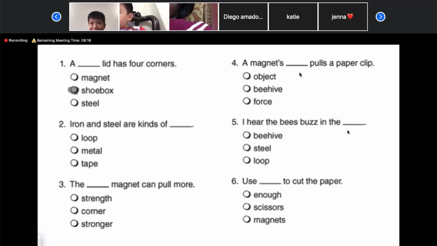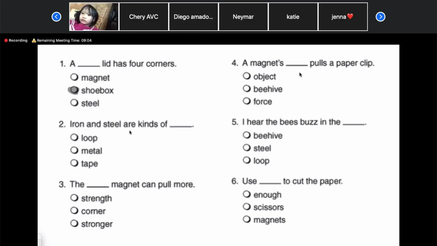Okay. Iron and steel are kinds of what, Ronaldo? Iron and metal. Very good. Iron and steel are kinds of metal. The blank magnet can pull more. Which magnet would be able to pull more, Katie? The stronger magnet. The stronger magnet can pull more. Good job.